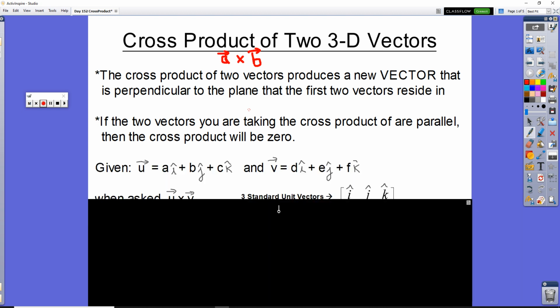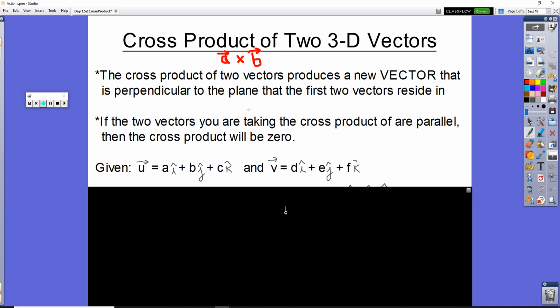So here's how it works. And this, by the way, only works with three-dimensional vectors, because if you only have 2 dimensions to work in, then whatever plane your vectors are in, the cross product will be sticking out of it. So you have to have 3 dimensions for this. You have to have i's, j's, and k's.